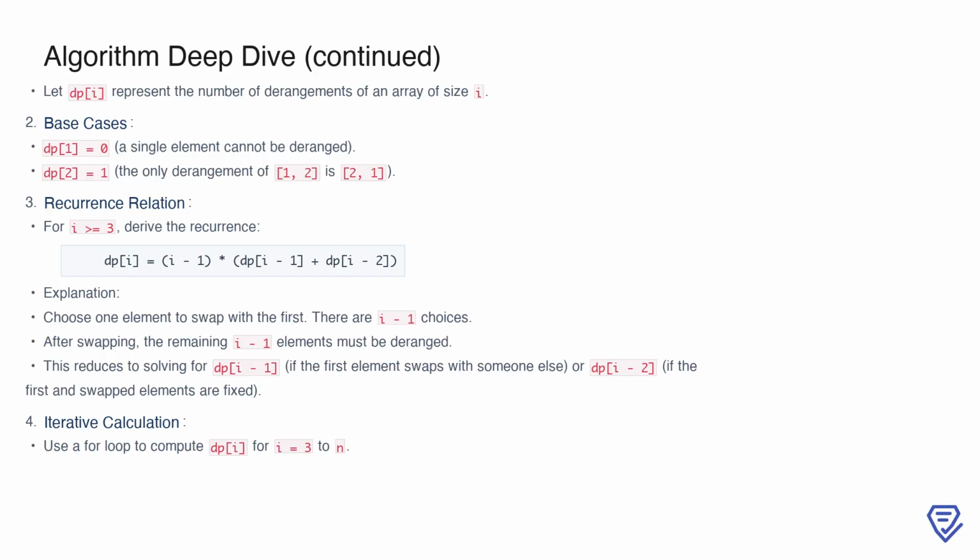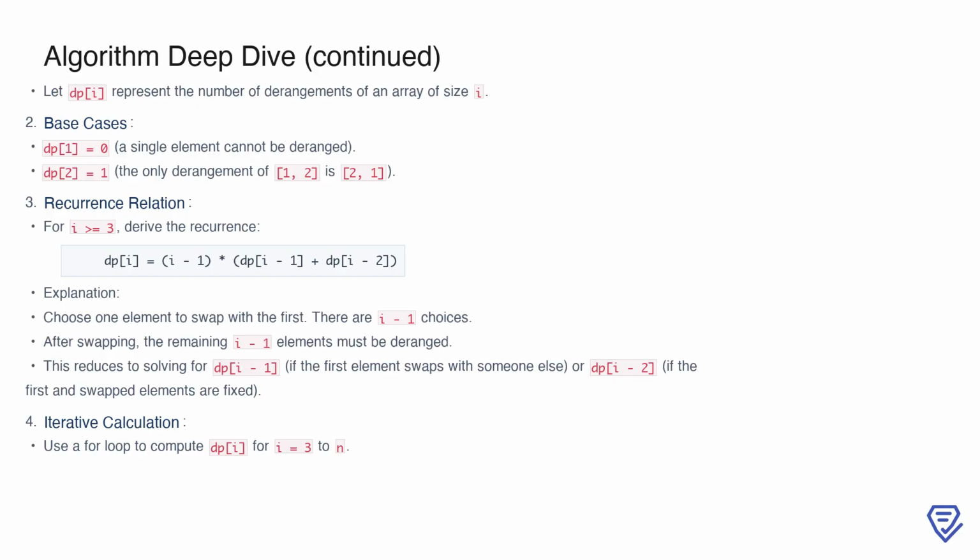Next, we establish the base cases. When i equals 1, no derangement is possible, so dp[1] is 0. For i equals 2, there is exactly one derangement, 2, 1, so dp[2] is 1. For larger values of i, we derive a recurrence relation, dp[i] equals (i-1) asterisk (dp[i-1] plus dp[i-2]).